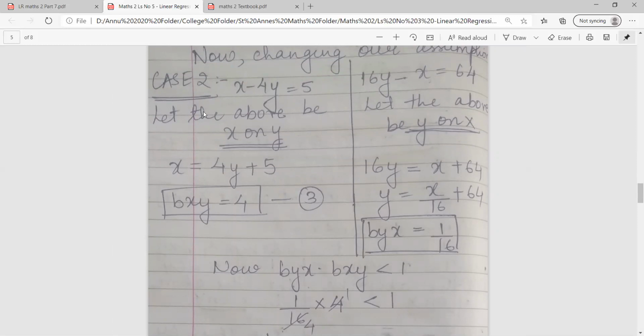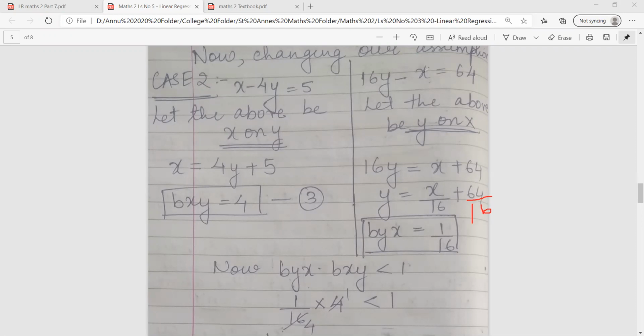For x on y, you leave x this side and take the rest of them that side. And for the second equation, we'll keep y this side and take all the others that side. The similar mistake happened over here: 16 will be divided by both, so again 64 by 16 will come. Please, so sorry for that particular mistake. Alright, so the byx is 1 upon 16.